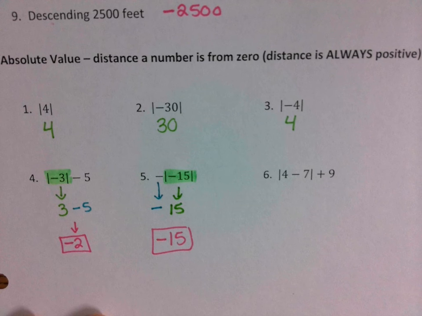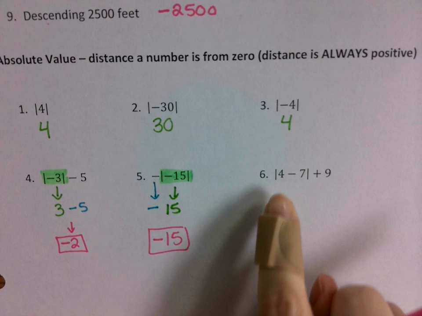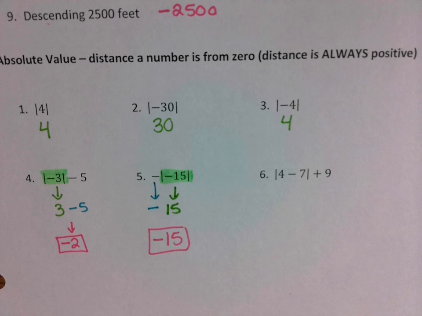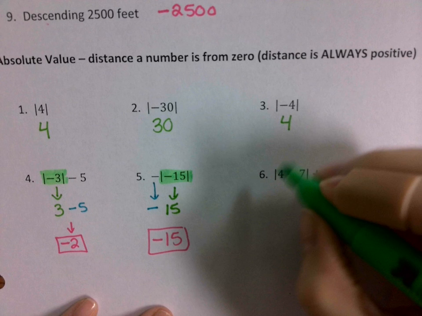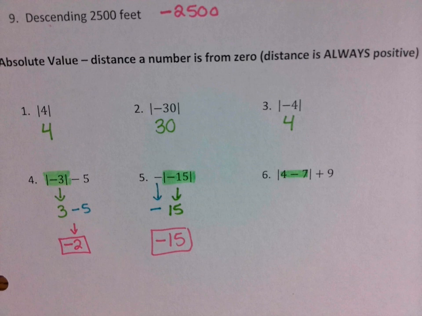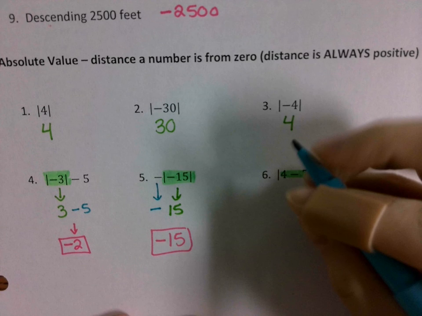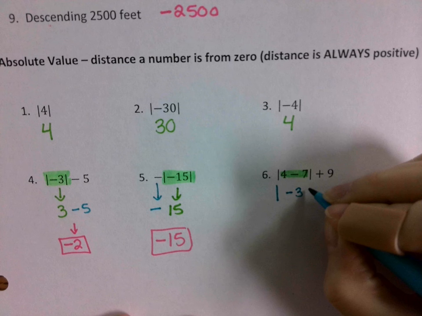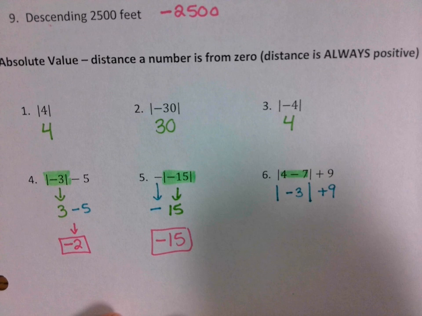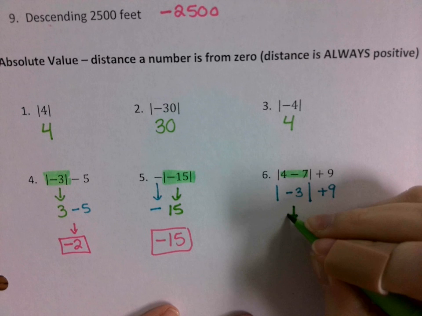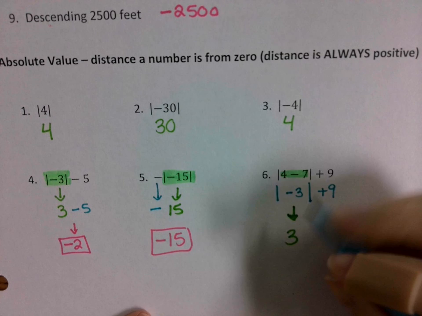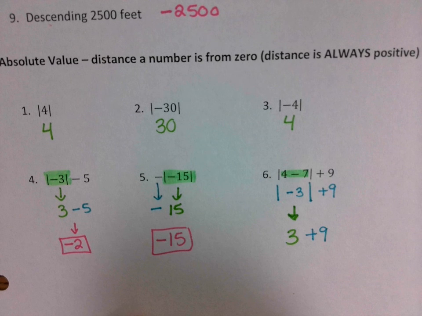Okay, for problem number 6, we have an actual problem inside of the parentheses. So we have to solve that problem first. So who can tell me what is 4 minus 7? If I start at 4 and I subtract 7 to the left, what is it going to land on, Michaela? -3. So we now have the absolute value of -3, and then we have a +9. Well, what's the absolute value of -3, guys? 3. And then we have 3 plus 9. What is 3 plus 9? 3 plus 9, guys? 12. So there's our final answer.